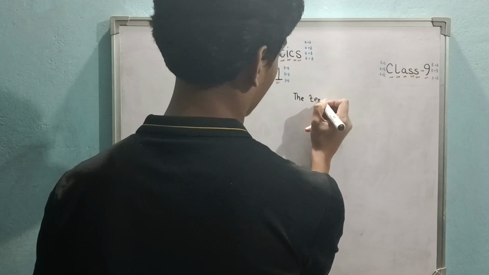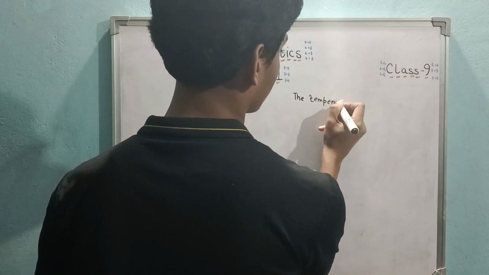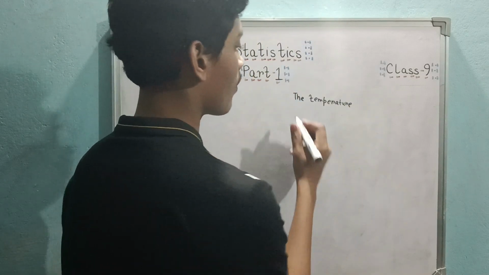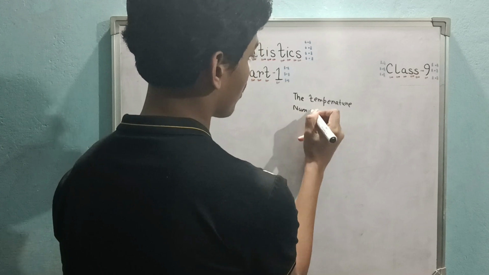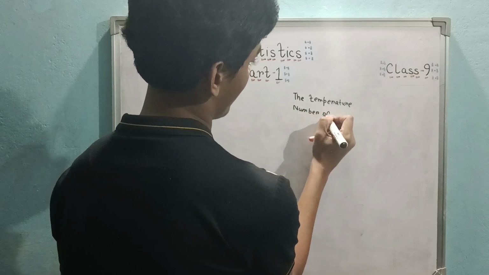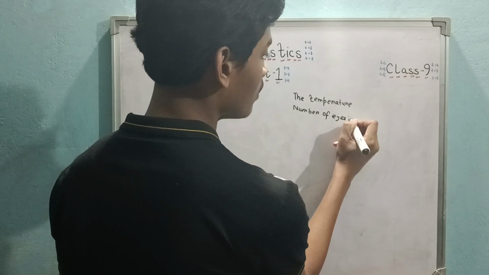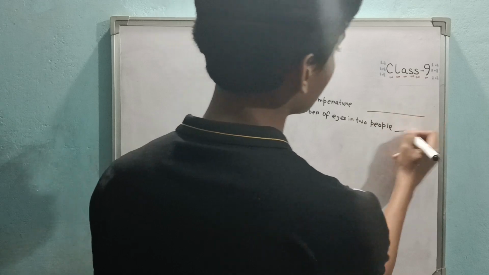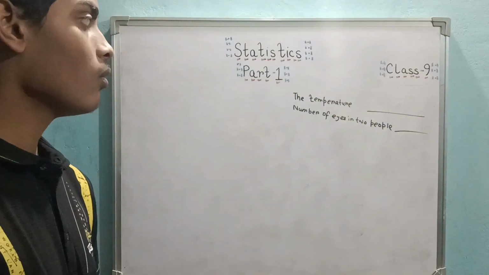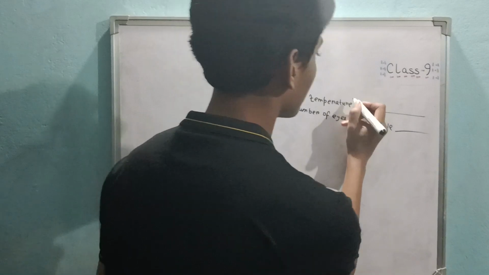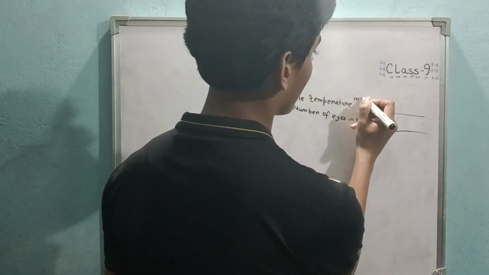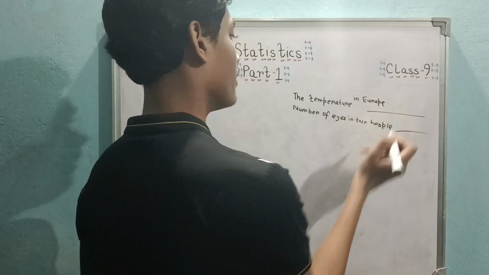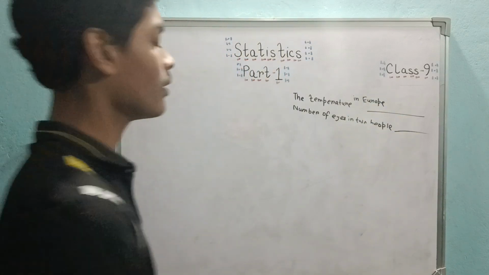The temperature. One is there. Another one I am telling you, the number of eyes in two people. Suppose these two are two sets of data. One is the temperature, suppose in Europe, consider Europe, and the other is the number of eyes in two people.